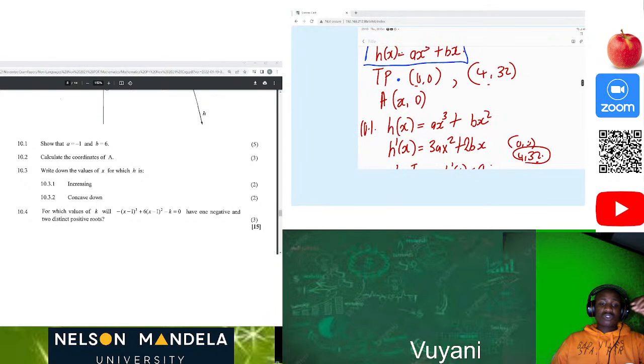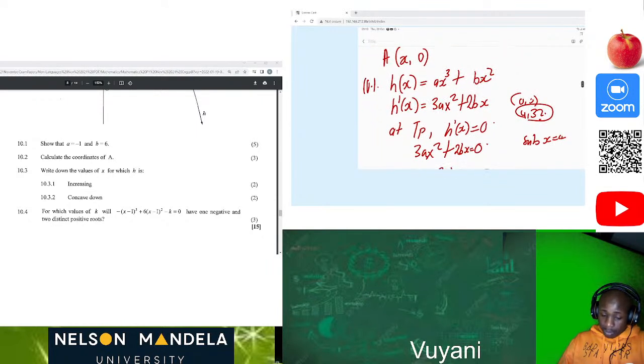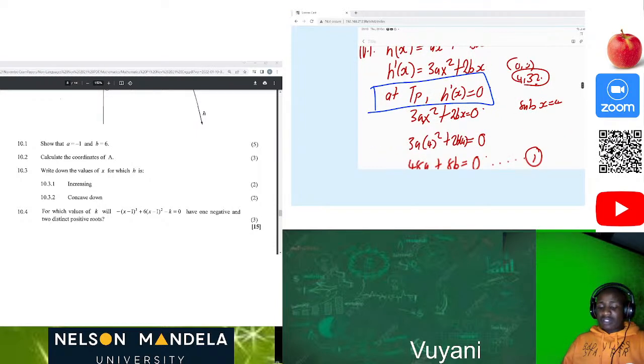Then we were also told that a is the x-intercept of the function h of x. Since they said it's an x-intercept, we already know that y is equivalent to 0, so we know the coordinate to be x, 0. Since we know the turning point, what do we know more about the turning point? We know that at the turning point, h prime of x will be equal to 0. So we apply the same thing: at the turning point, h prime of x is equal to 0.